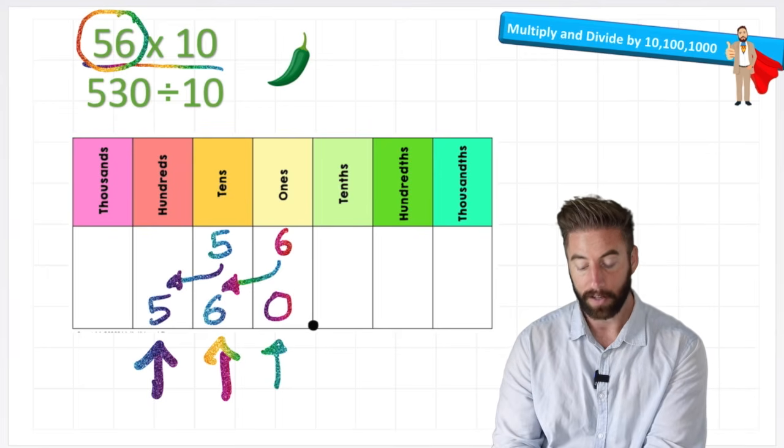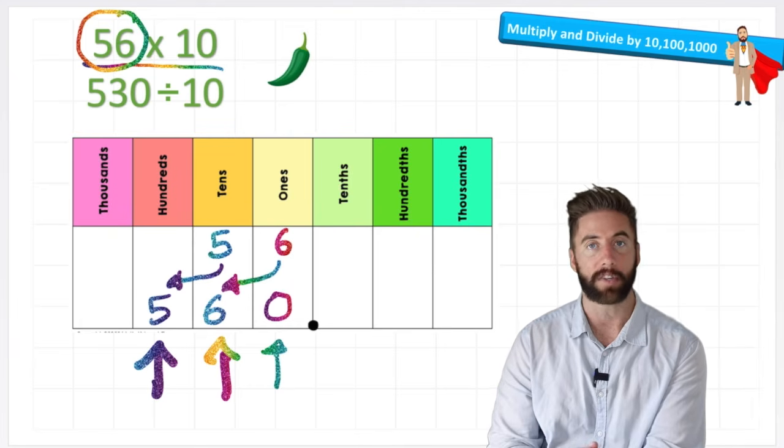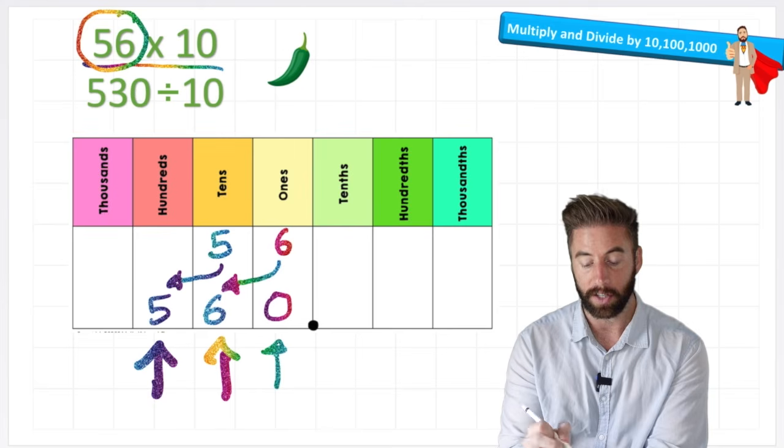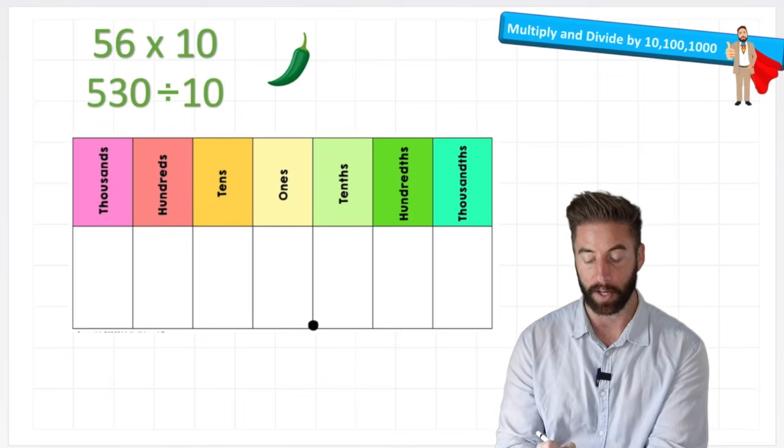And now my answer says 560, and 560 is 10 times larger than 56. That's quite easy to see. So my answer to 56 times 10 is 560. Okay, let's see if this can help us with our division question.